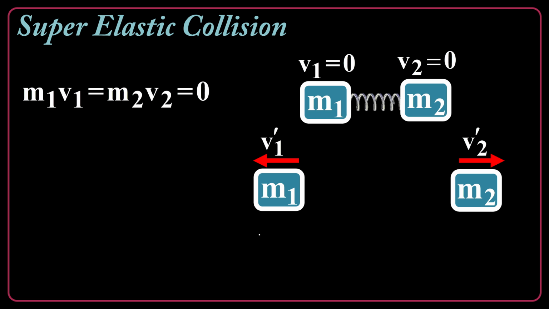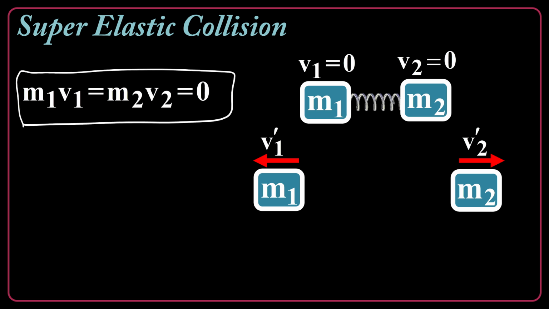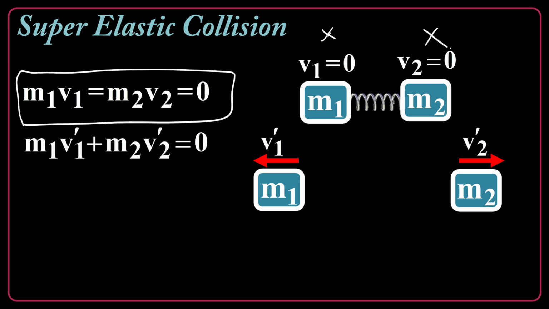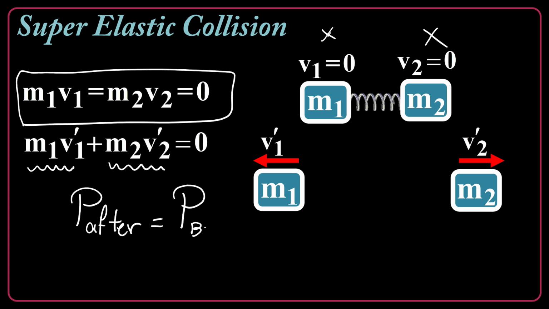Like this. Before interaction, none of the objects had any velocity. So the total momentum of the system is zero. After the collision, the total momentum of the system will be m1 v prime 1 plus m2 v prime 2. We put them equal to zero. Why? Because the total momentum after is equal to the total momentum before. Conservation of momentum. The total momentum before is zero, so the total momentum after is also zero.